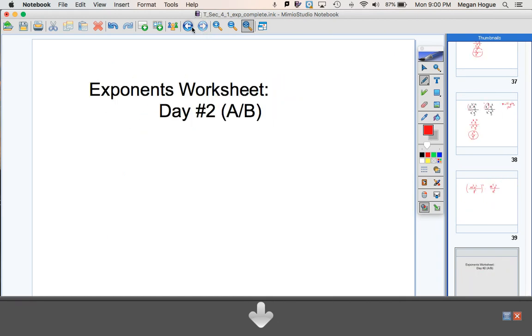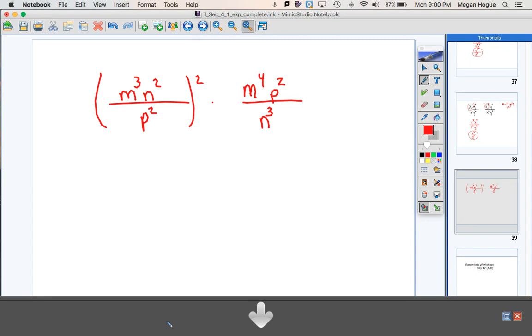I think I have just one more, and then you'll have a worksheet to work on. So this one, not only are we going to have to multiply, but we got to deal with that exponent first. So we're going to distribute to all 3 of these. I realize I should probably give you a second to write it down. Of course, you can always hit that pause button. As I distribute, I'm going to multiply. So m to the 6th, n to the 4th, over p to the 4th.